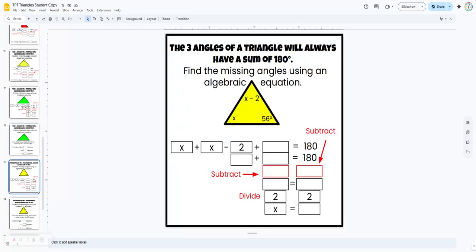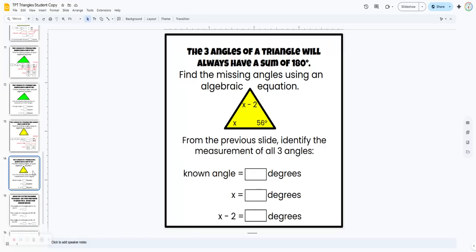And this one's a little bit different, x and x minus 2. So they're going to add them all together, get 180, combine like terms, and then solve for x. So on the next slide, they know what x is, and they're going to solve for the known angle. This is 56, so they just type in 56, and then x minus 2. They're just going to take whatever their value for x is and subtract 2.